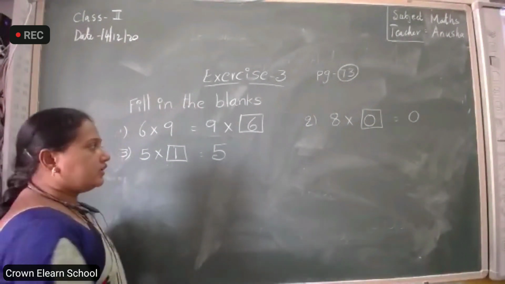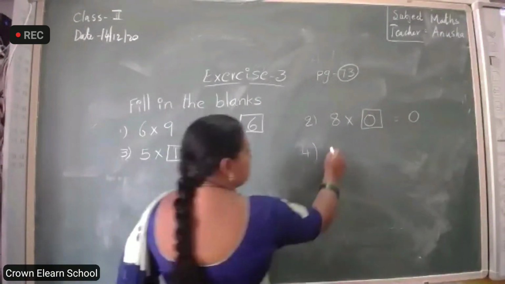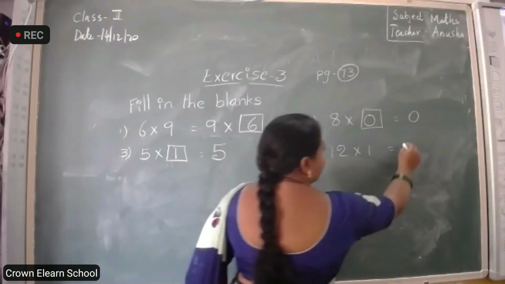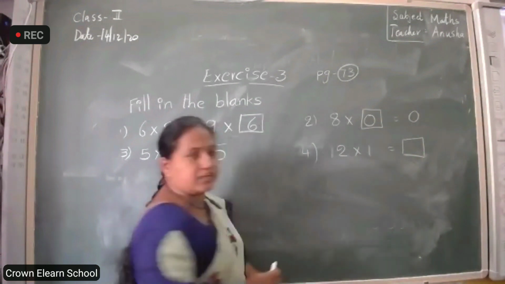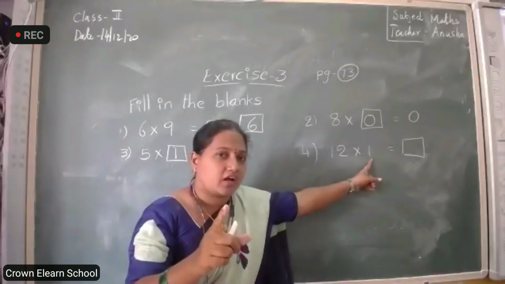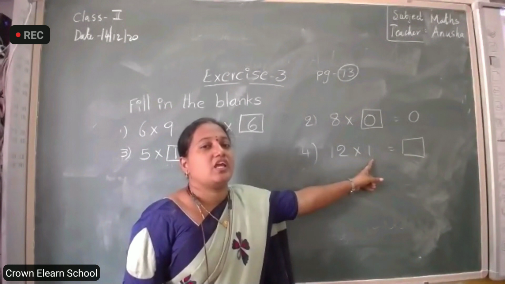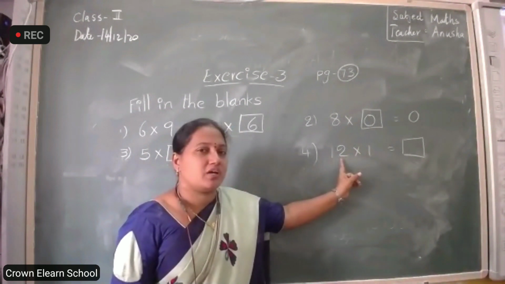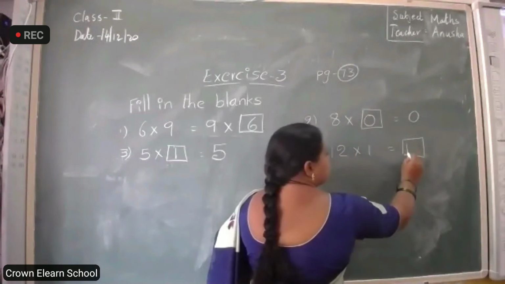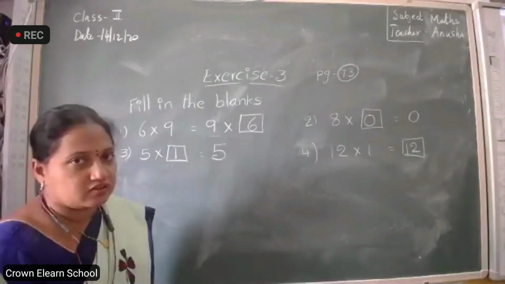Okay? Next one, fourth one. 12 into 1. If you observe here, one number is 1. When you multiply with 1, what answer will you get? The same number. What is that same number? 12. 12 ones are 12. Right? Okay.